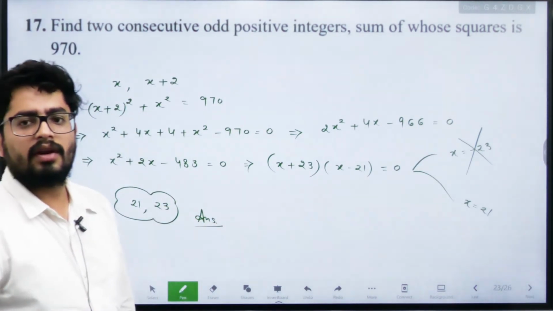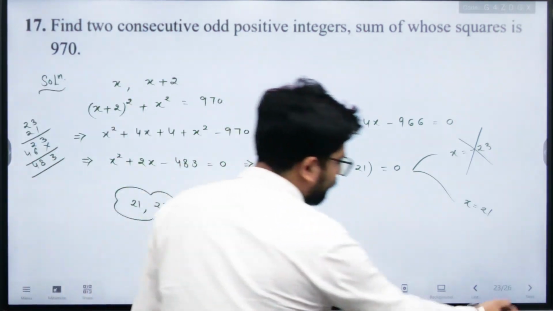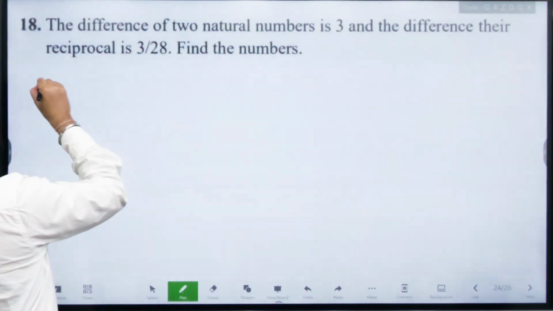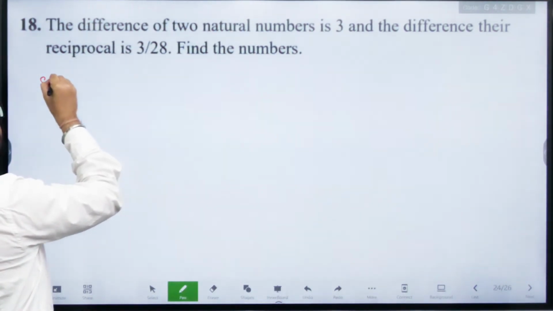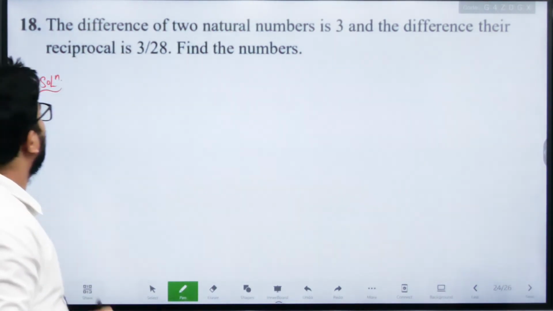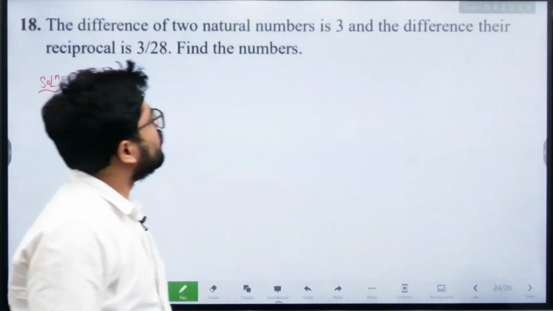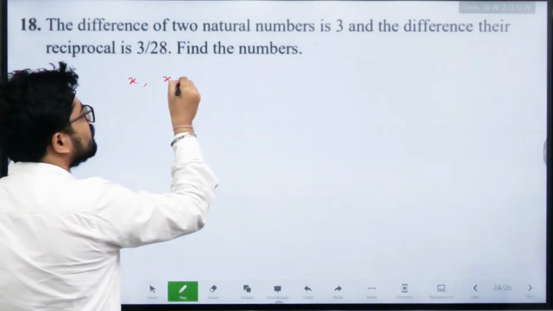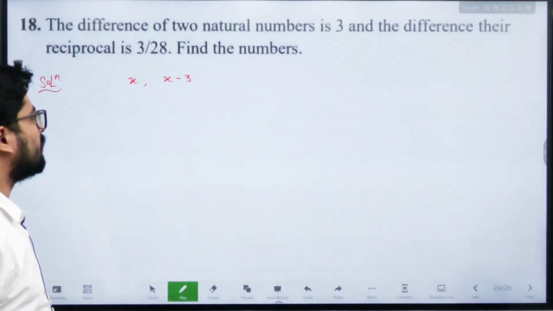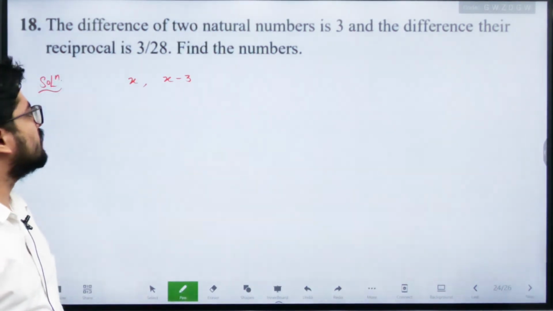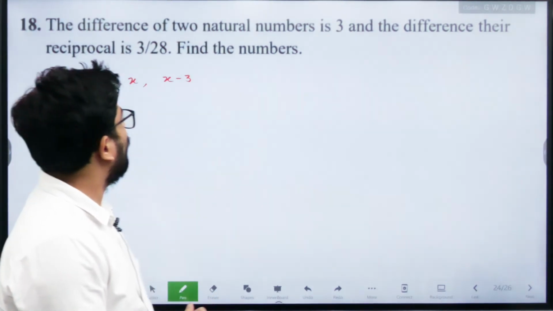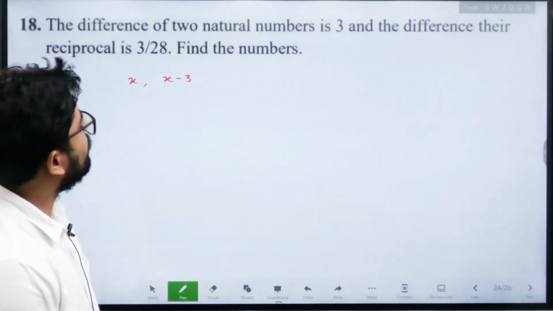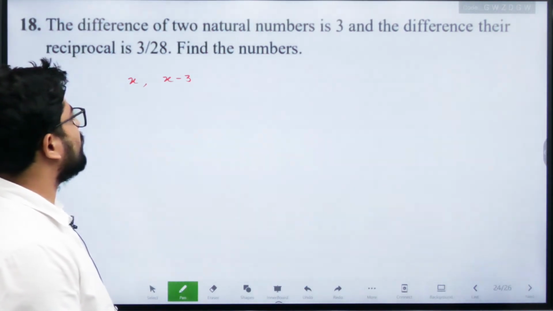Okay. Now next question is, the difference of two natural numbers is 3. Let's say one is x and the next is x minus 3. I'm assuming this is bigger than this one. Yes, so x is the first natural number, let's say the second one is x minus 3, and the difference of their reciprocals is 3 by 28.